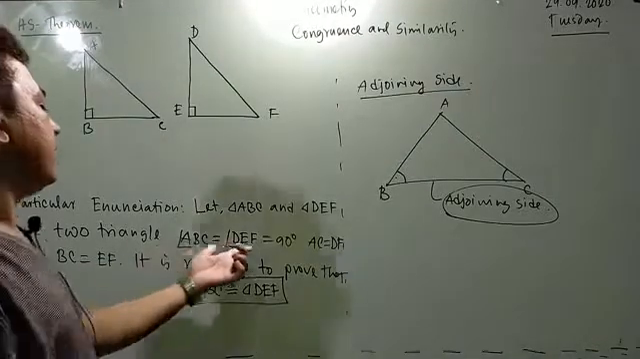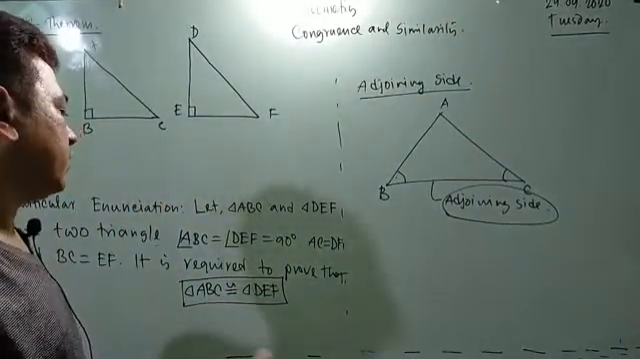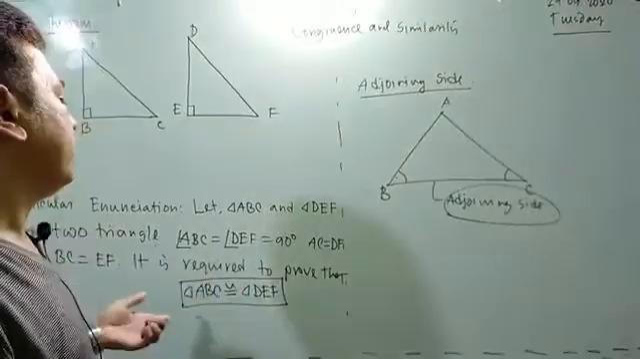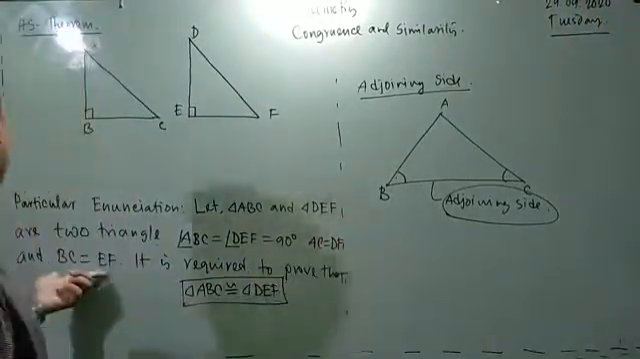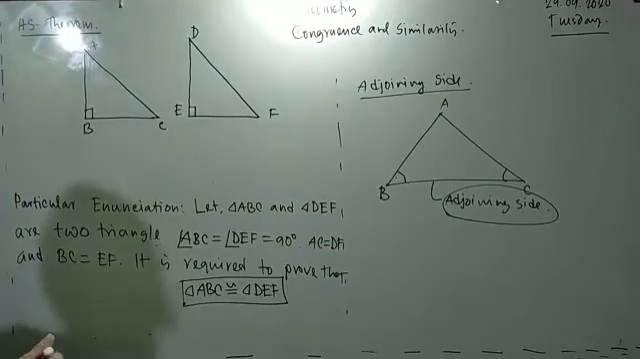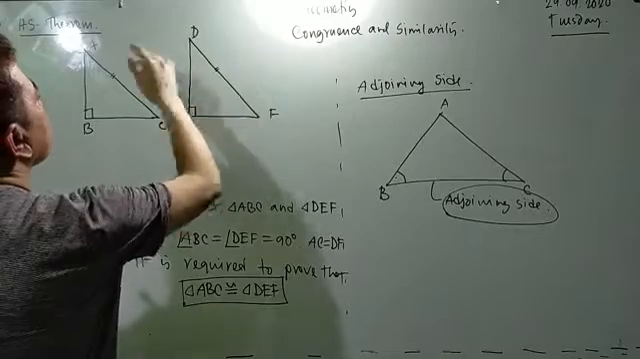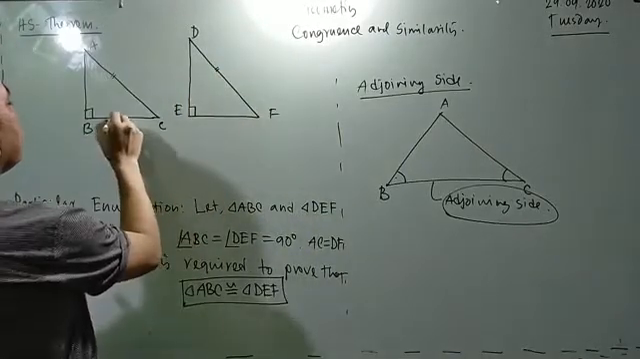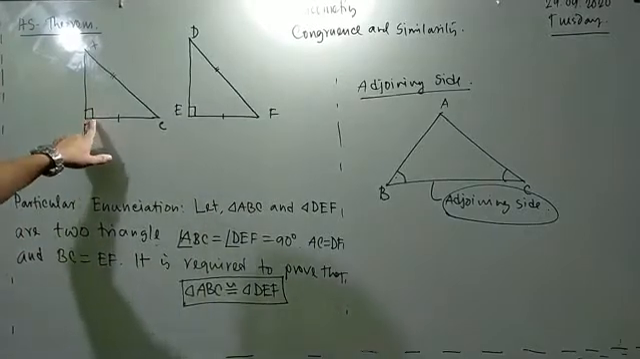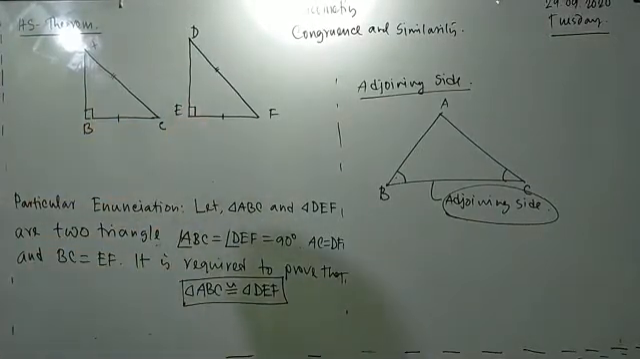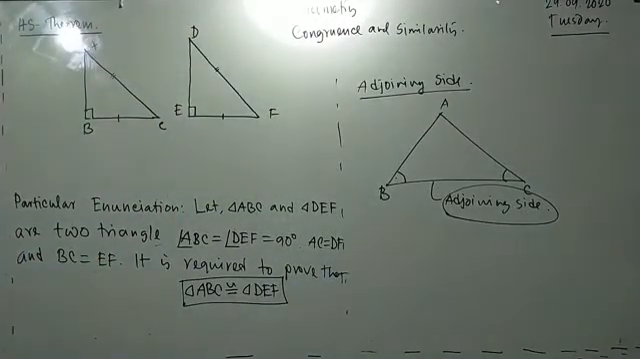Look here, this 90 degrees, of course it should be, because it is a right angle triangle, so 90 degrees shouldn't need to be mentioned in the question. So this one is the hypotenuse and this one is a side. Already we know from the question, this hypotenuse AC equals DF, and this side equals this side. And we know this angle equals this angle, 90 degrees. So we have to prove both of these triangles are congruent. Okay, everything is clear?